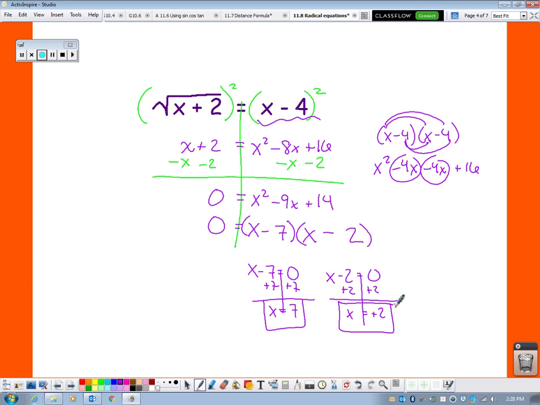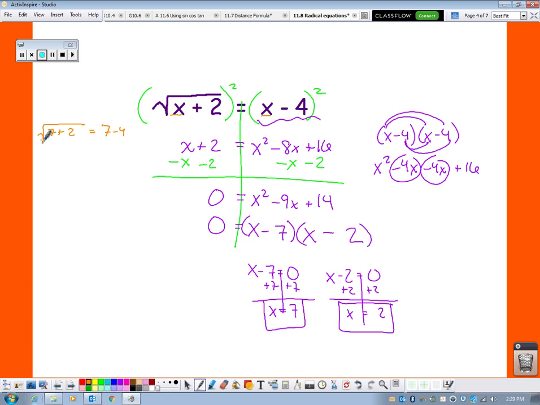Okay, so we got two solutions, x equals 7 and x equals 2. I didn't really need to write that plus in there. However, we have to check those to make sure that they both work. So let's check the 7. Square root of 7 plus 2 equals 7 minus 4. And I put whatever number you get in for both of the x's.